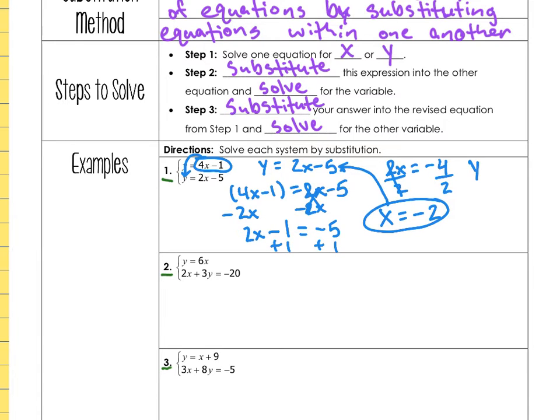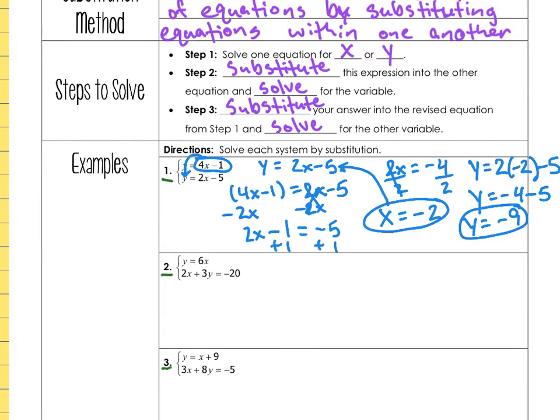So when I plug this in for x, y is equal to 2 times negative 2 minus 5. Let me see. Y is equal to 2 times negative 2, which is negative 4. And when we subtract 5, negative 4 minus 5 means that y is equal to negative 9.